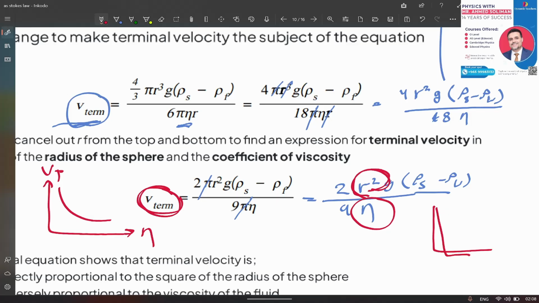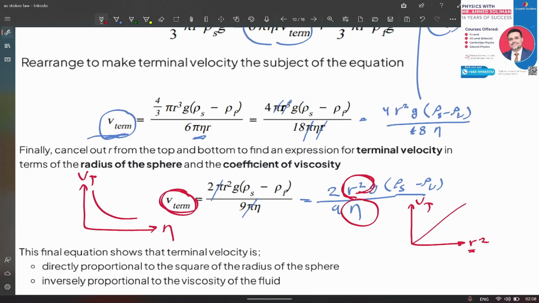It's directly proportional. So as R increases, V terminal also increases. This is directly proportional. You have to know all of this. So if we use a large sphere, it means large diameter, which means large radius. As you see, if the radius increases, V terminal will increase.